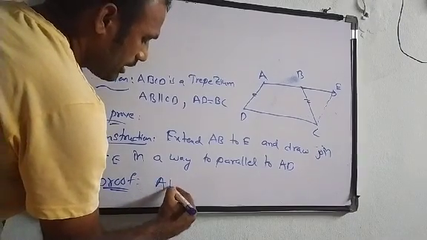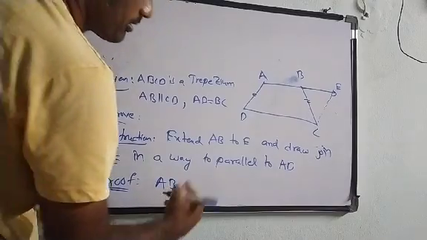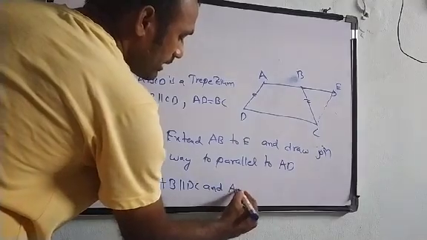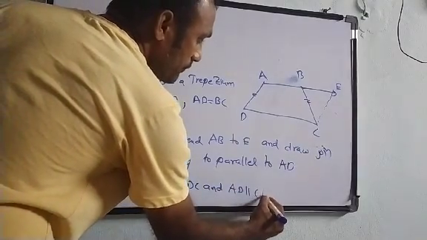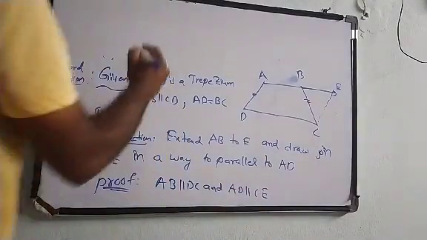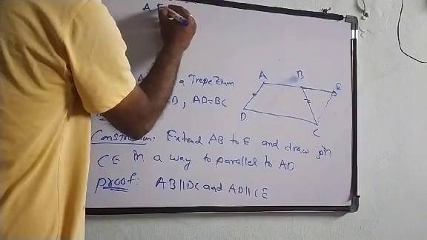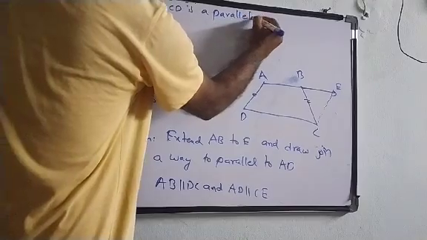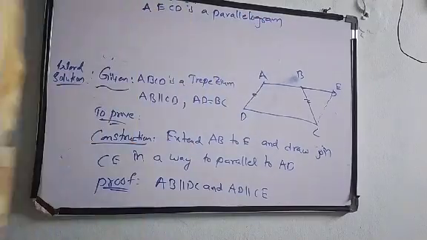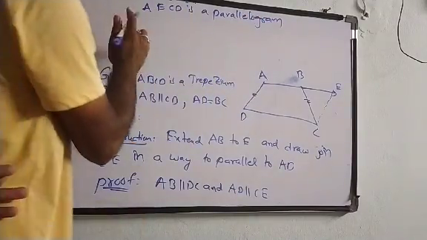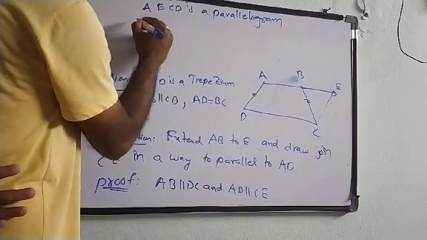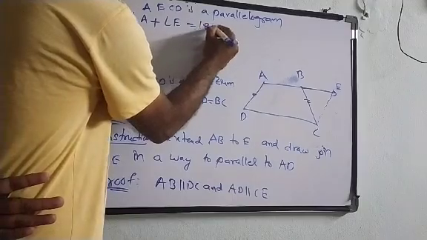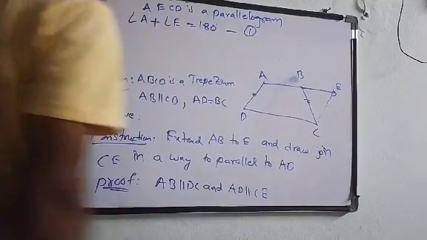Here AB is parallel to DC and AD is parallel to CE. So we can call AECD a parallelogram, in which adjacent angles will be 180 degrees. So we can mention here angle A plus angle E is equal to 180 degrees. Keep it as first equation.